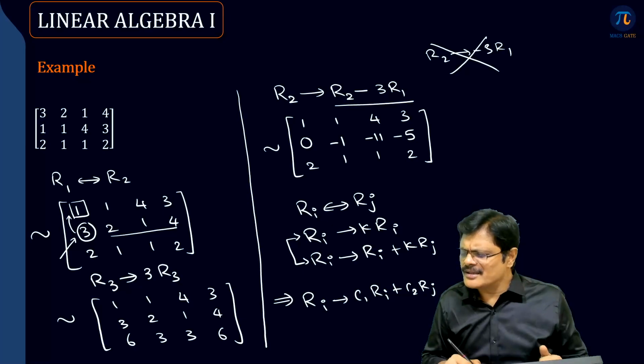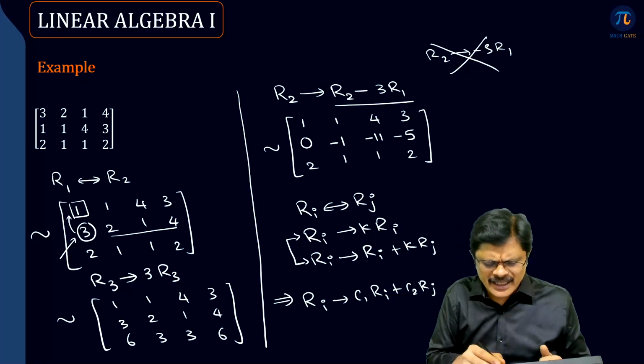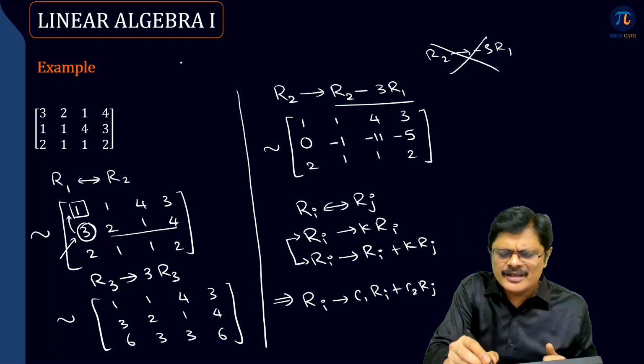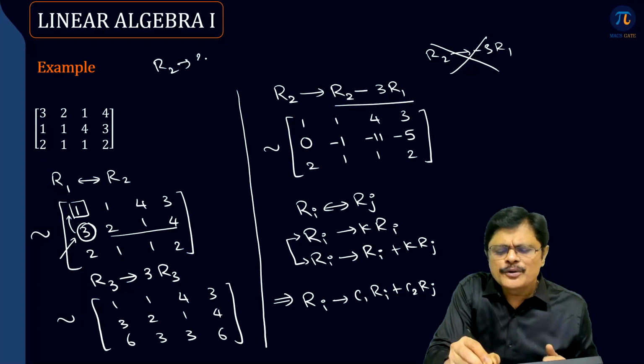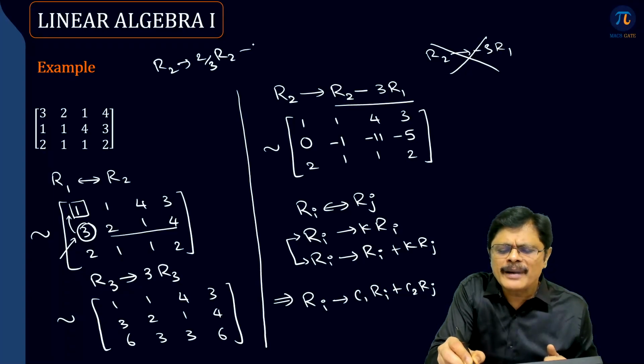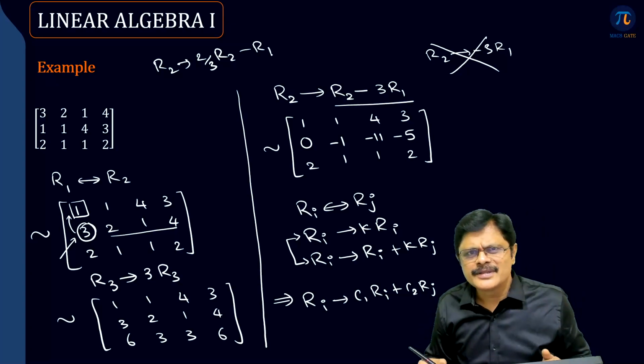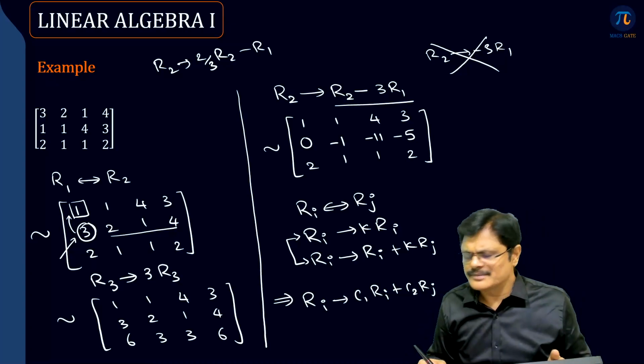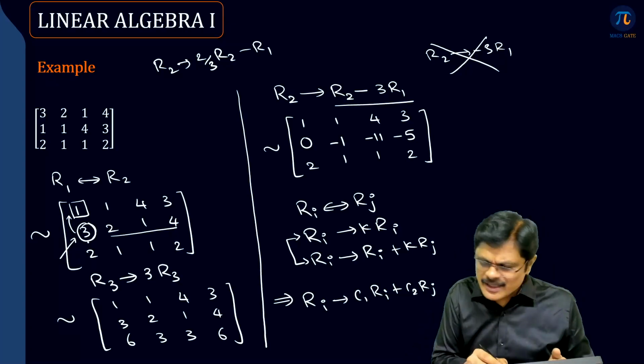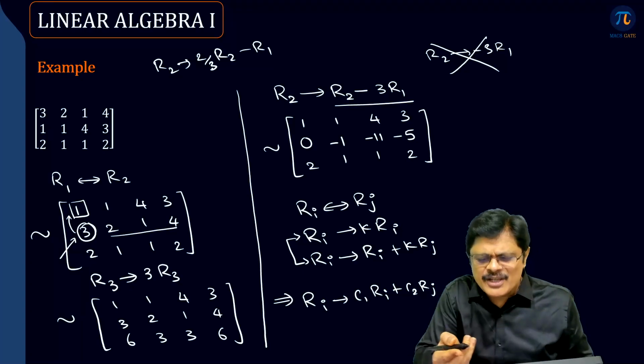That can be done, sir. That can be done. 2 by 3, that can be done. This can be made 1. Yeah, you can do R2 is 2 by 3 times R2 minus R1. This can be done. No problem. Okay, that can be done, but that is of no use, na?